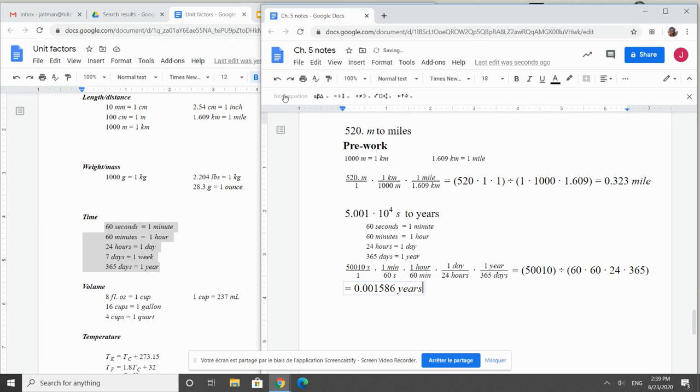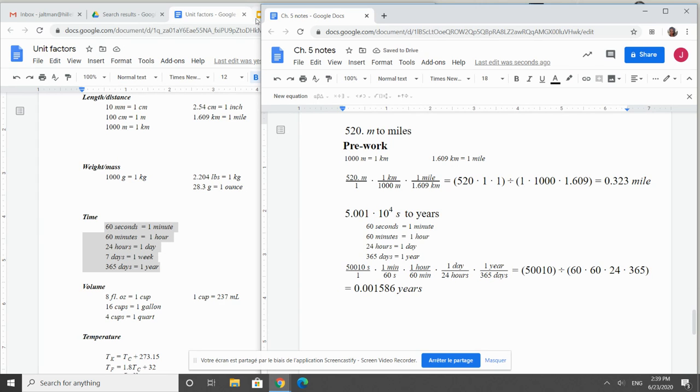So I got 1.001586 years. I had to round that 5 to a 6 because after that there was the 8. Those of you in the 10 class, you could have written the whole number. I got 0.0015858067 in my calculator.